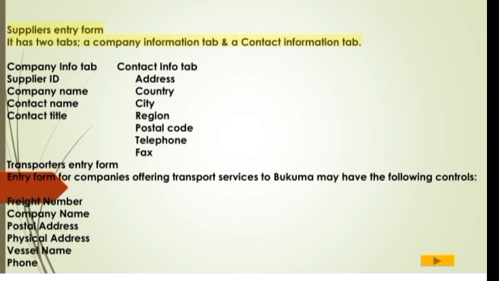Supplier's entry form. It has 2 tabs, a company information tab and a contact information tab. Company info tab, contact info tab, supplier ID, address, company name, country, contact name, city, contact title, region, postal code, telephone, fax. Transporter's entry form. Entry form for companies offering transport services to Bukuma may have the following controls: freight number, company name, postal address, physical address, vessel name, phone.